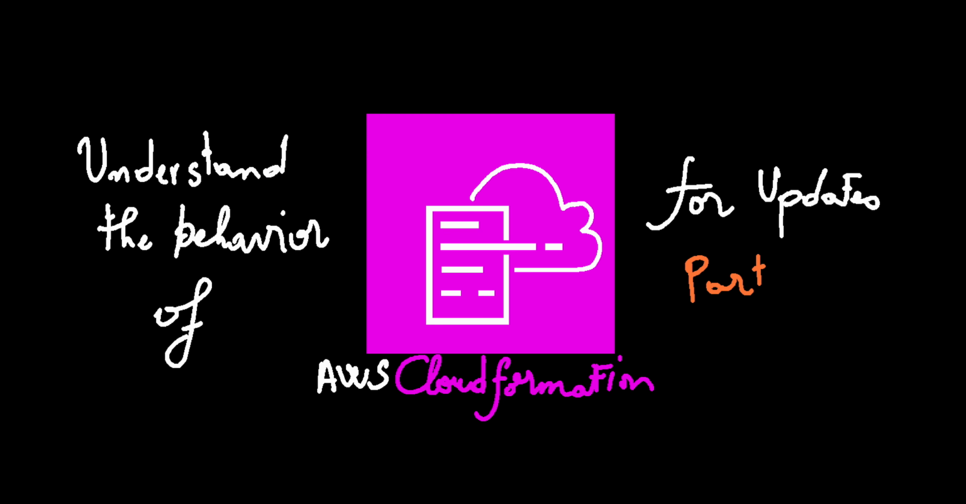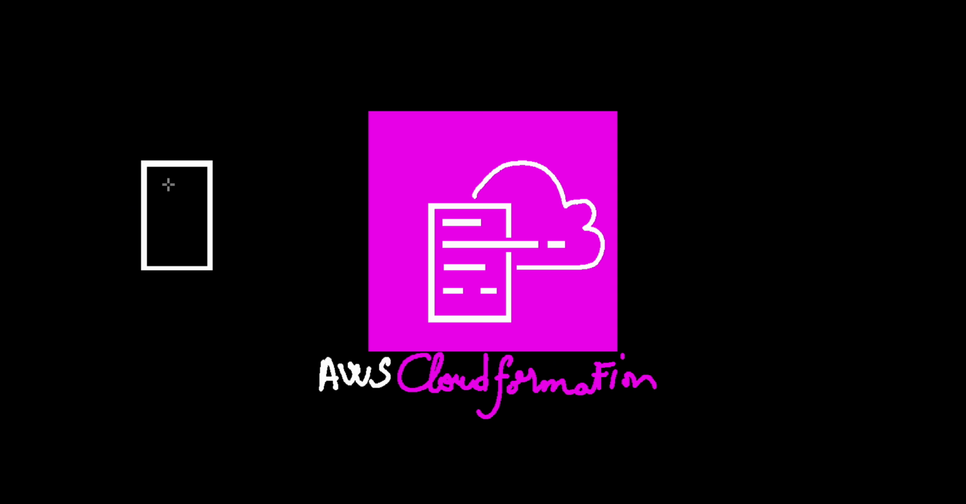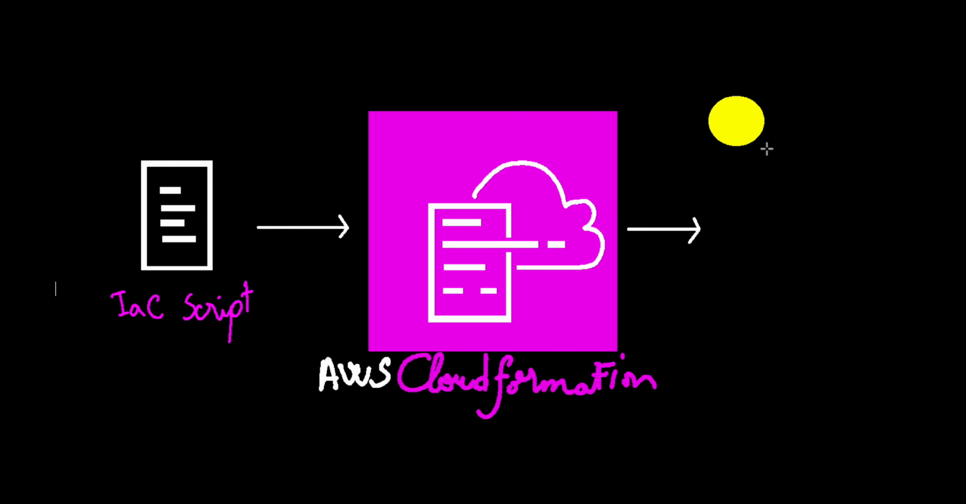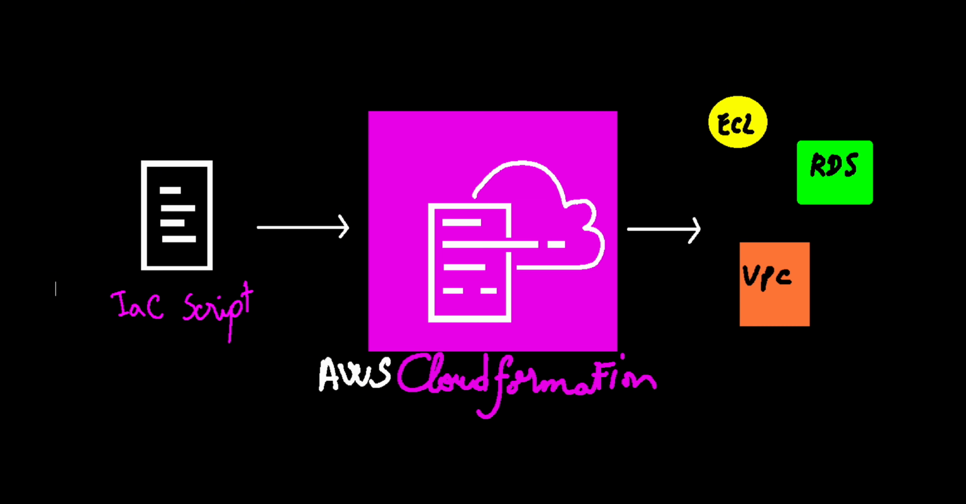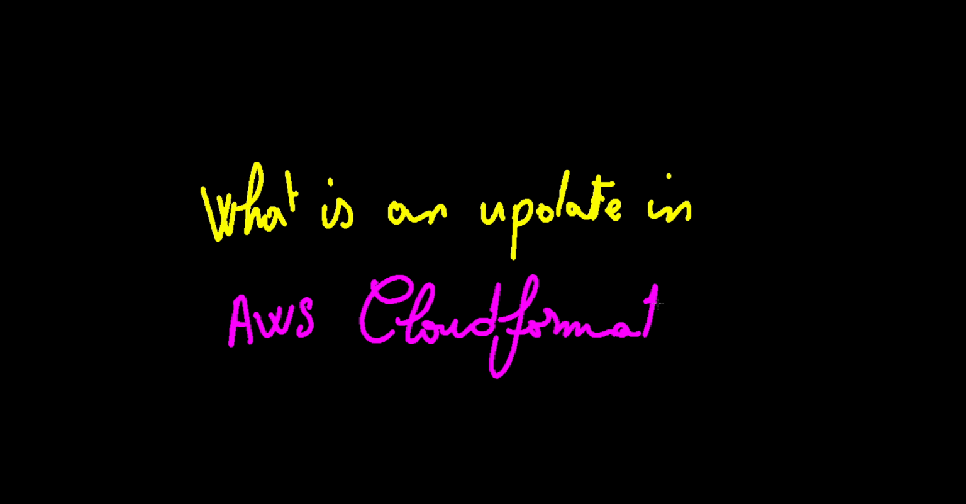So previously on Let's Simplify series, we discussed a few concepts related to the AWS CloudFormation service, like what is it, why we use it, what is an infrastructure as code script or AWS CloudFormation template, how to use it to provision resources, and what is a stack. So today we're going to jump to the next part, which is what is an update on AWS CloudFormation?